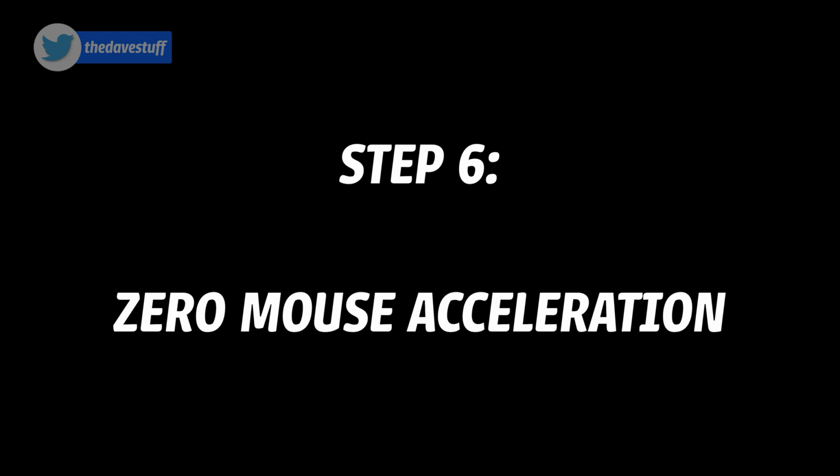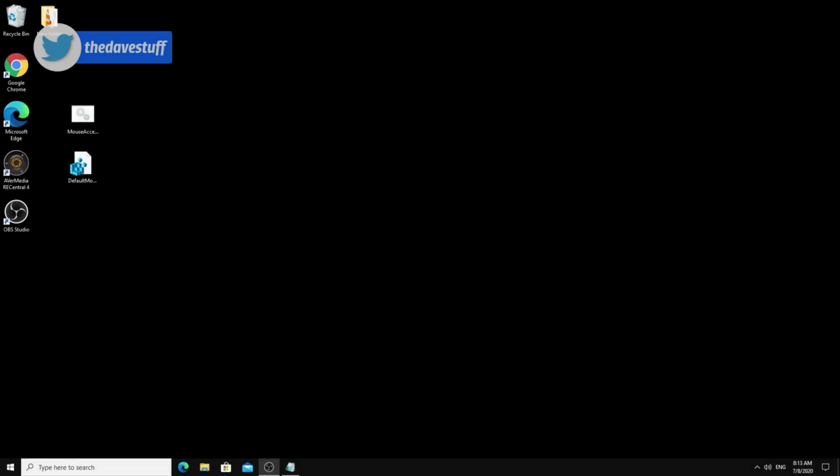Step 6. Zero mouse acceleration. I've created a batch file where you can get zero mouse acceleration. This will save people time from going into the mouse settings and making adjustments manually. There are a few things to be aware of before using this file.